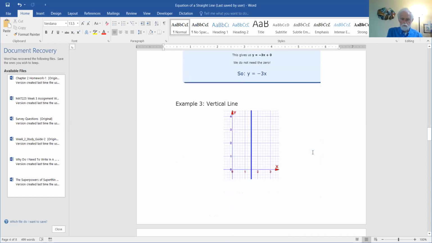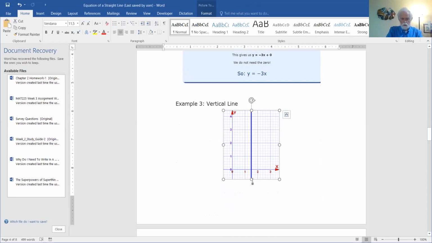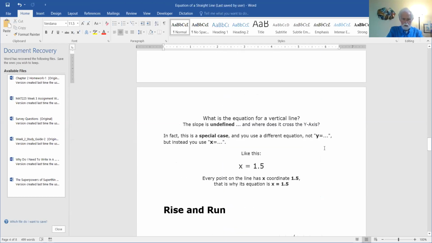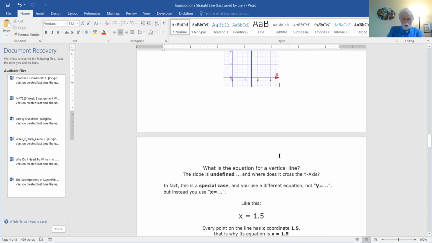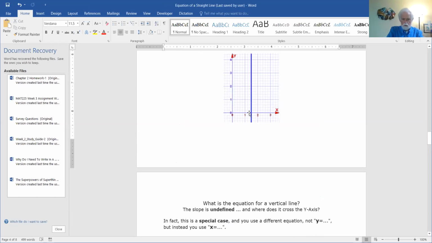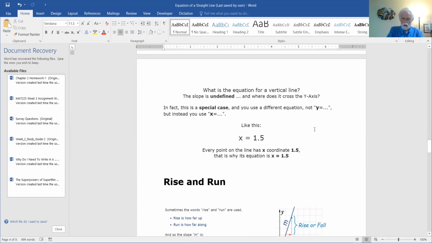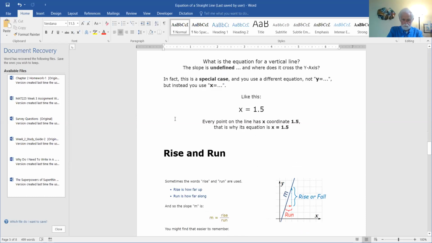Vertical lines have no slope. And there's no way to calculate them because the change in x is 0. You cannot divide by 0. So the only thing that changes is y. So by definition, a vertical slope, we cannot calculate that. And in fact, all we have to do is look at where this line crosses the x-axis. And that's the answer to the equation. In this case, x equals 1.5. There's no y involved here.